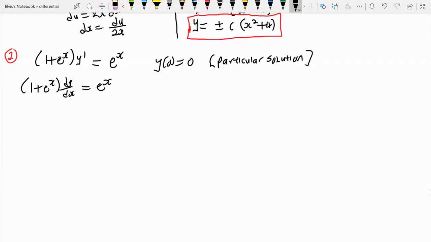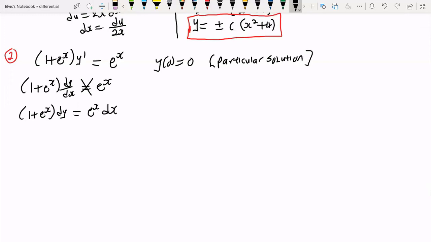So guys, we are going to take a similar step. So what we're going to do is we are going to cross multiply, okay, so that we can have dy on the left, then we can have ds on the right. Okay, so this is going to be 1 plus e raised to the power of s dy is equal to e raised to the power of s ds.